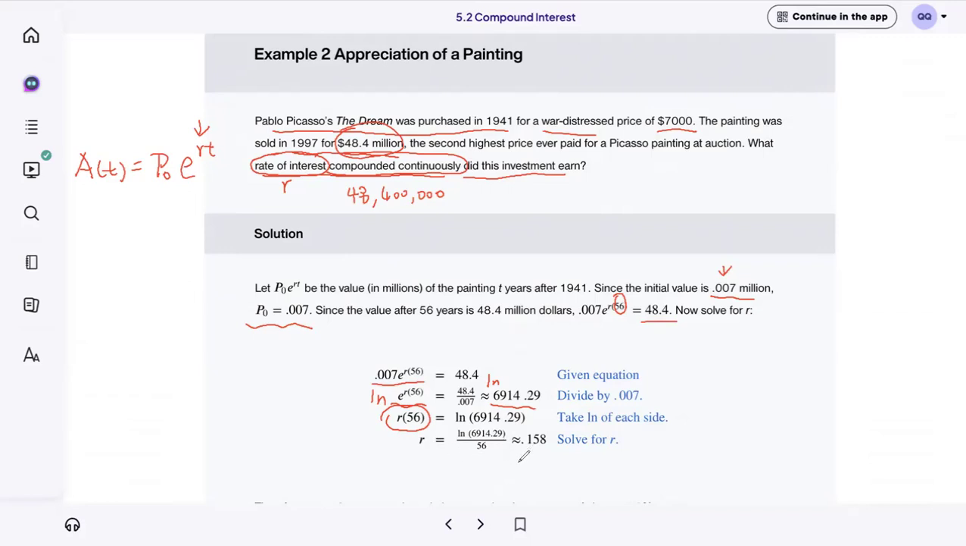So once we put into a calculator, we divide, we get about 0.158, not even 2%. Right? 0.158. So that's the interest rate. If we want to convert it into percentage, that's 15.8%, right? Which is a crazy return. Can you think about something, the interest rate at 15.8%? So that's another situation how we use the exponential growth equation.